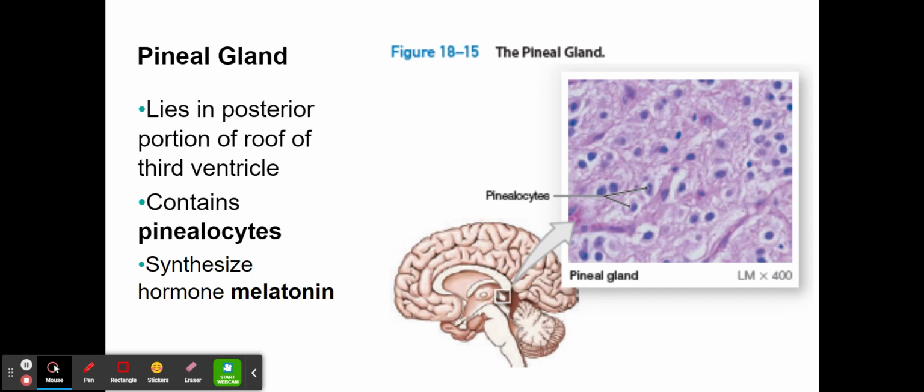We're talking about the pineal gland. The pineal gland, which is attached to the roof of the third ventricle, has as one of its main functions to secrete melatonin. The pineal gland, which is part of the epithalamus, lies in the posterior portion of the roof of the third ventricle.